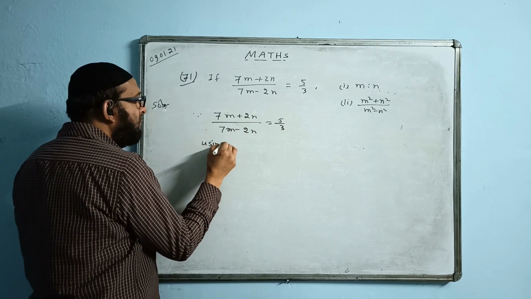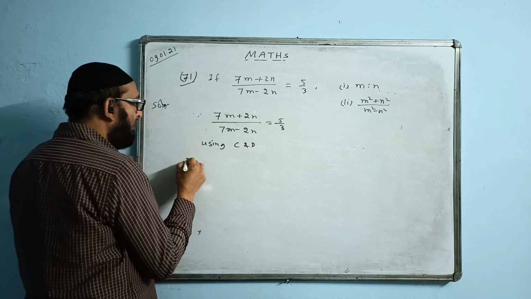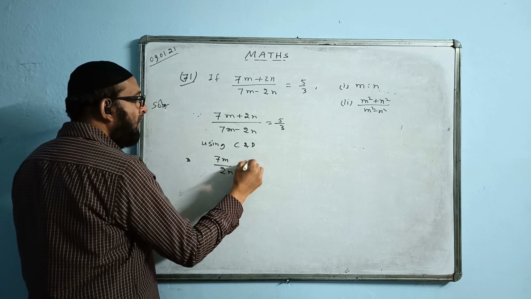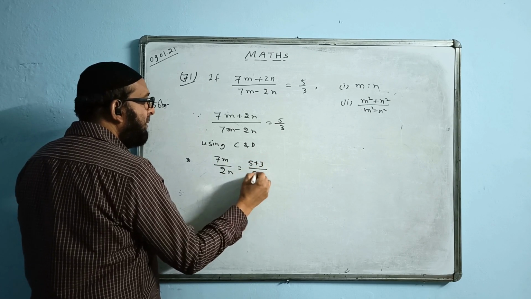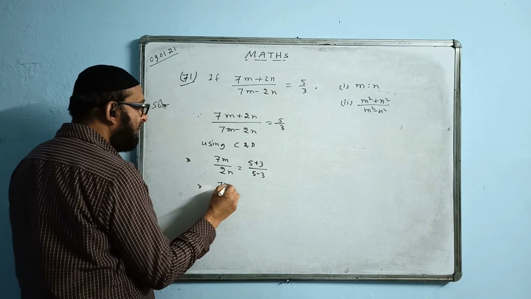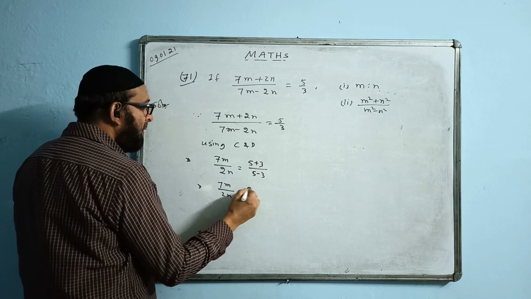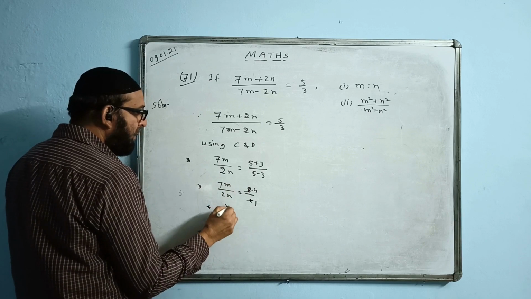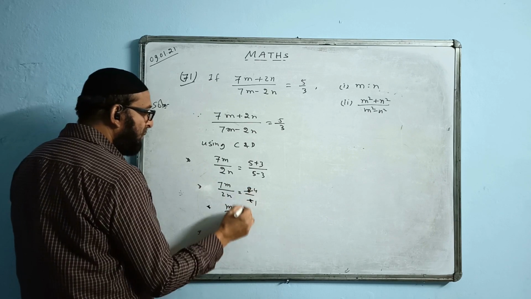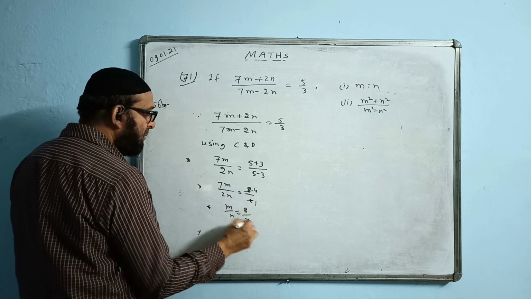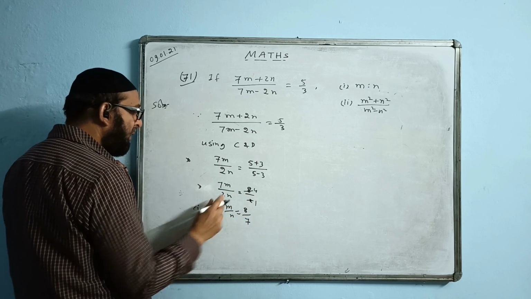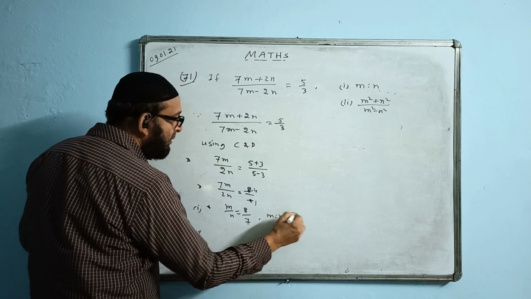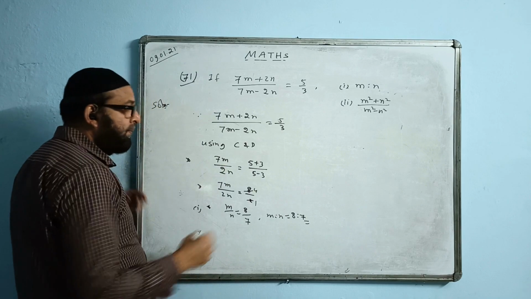Now using componendo and dividendo, this becomes 7m by 2n equals 5 plus 3 by 5 minus 3. Here it is getting 7m by 2n equals 8 by 2. We can cancel, 2 ones are 2, 4s are 4. m by n is the subject of the formula, 4 times 2 becoming 8, 7 ones are 7. We got the value of the first part, m by n. Therefore m is to n is equal to 8 is to 7, the first answer.